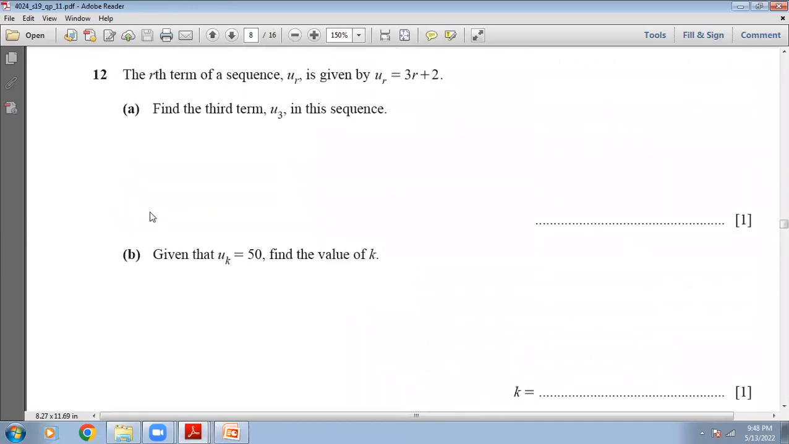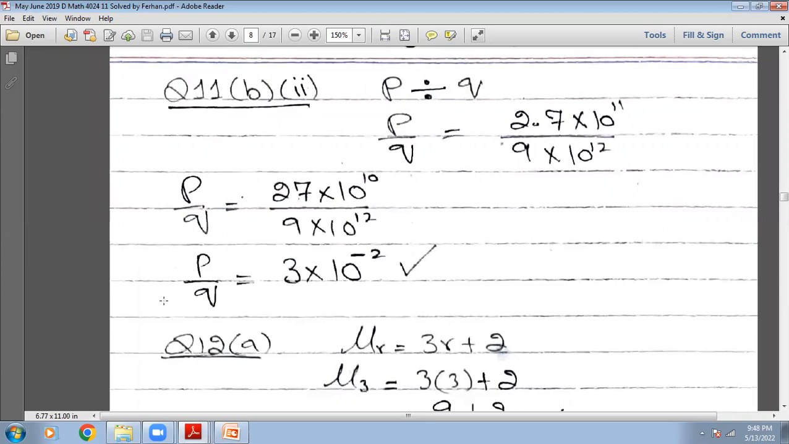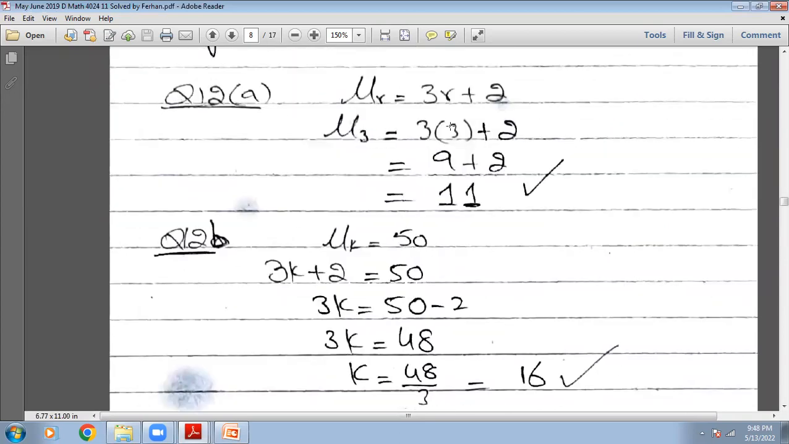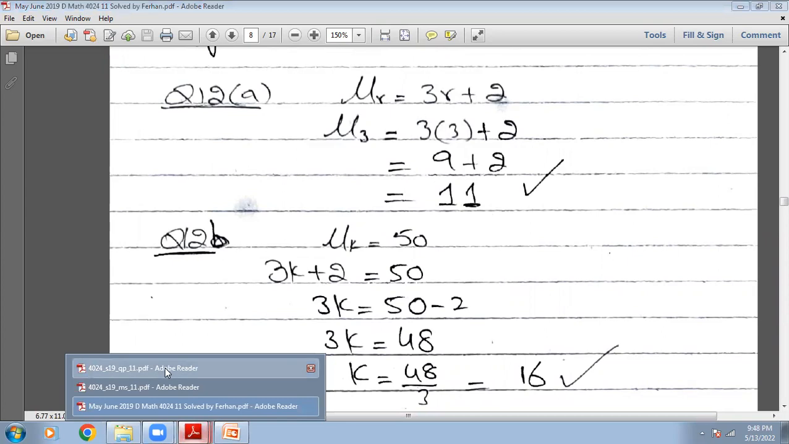He says the rth term of a sequence UR is given by UR equals 3R plus 2. Find the third term U3 in this sequence. Very easy. In the place of R, just put 3. You will get the third term. So I will substitute R with 3: 3 into 3 plus 2, so it will be 9 plus 2 and that will be 11. So 11 is the right answer, sir.